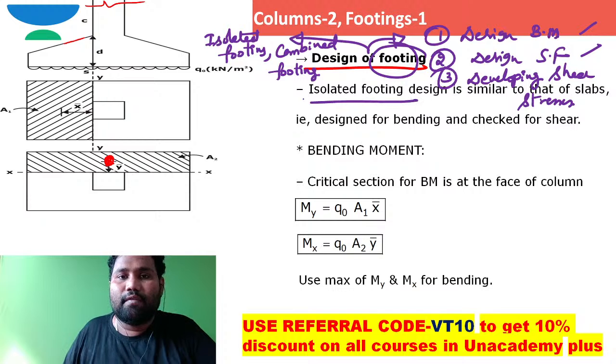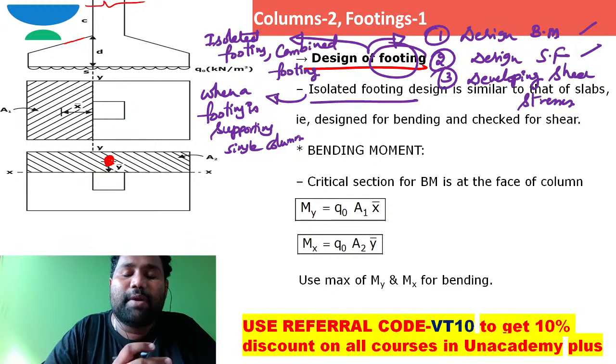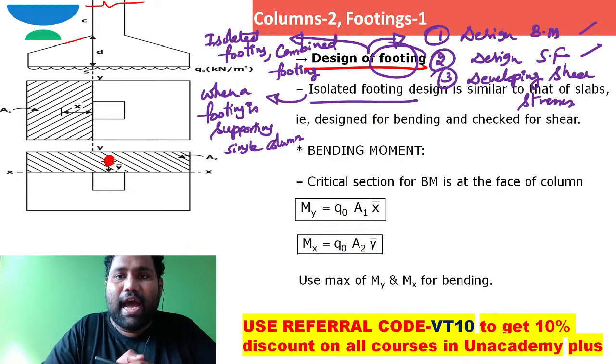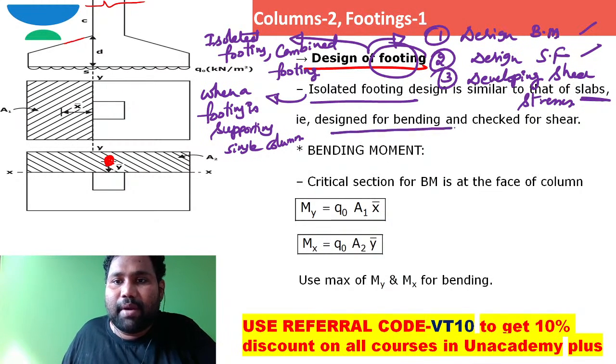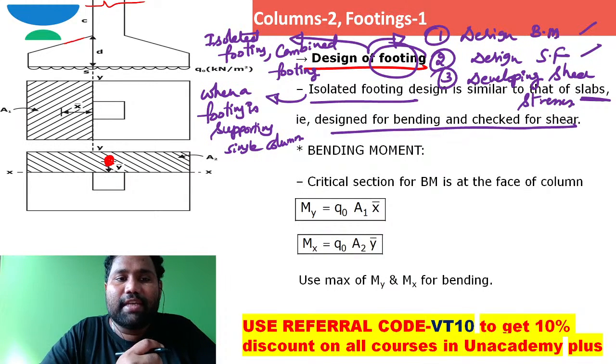When a footing is supporting a single column, it is nothing but an isolated footing. In the case of isolated footing, everybody will ask, sir, how will this isolated footing be designed? Isolated footing design is similar to that of slabs. It is designed for bending moment and then checked for shear. This is how we will do it.